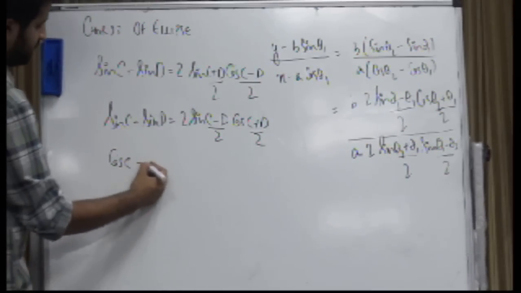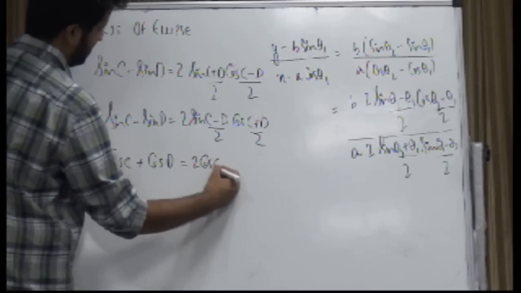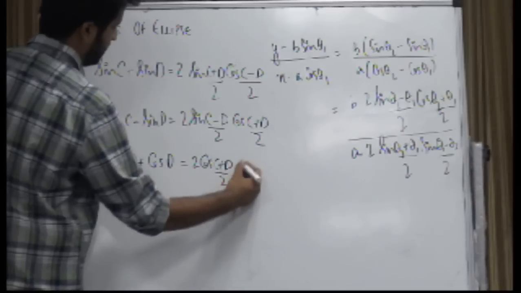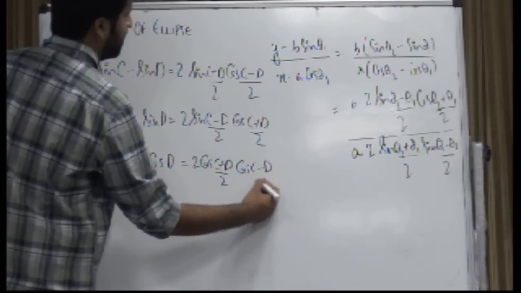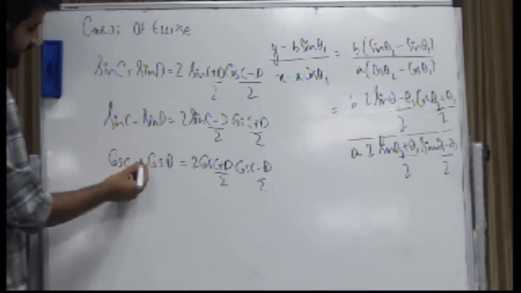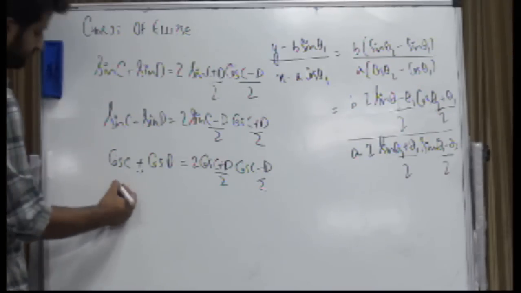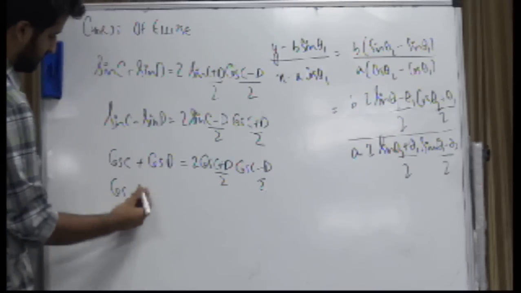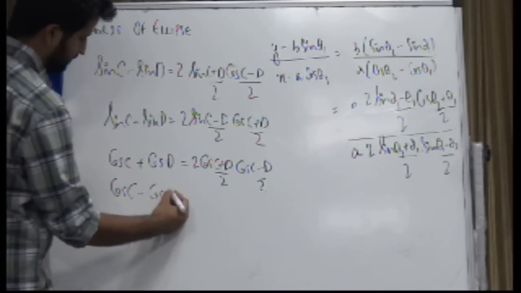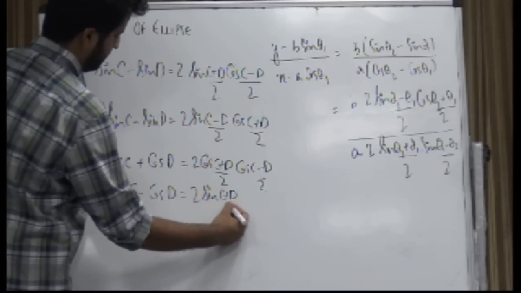Cos c plus cos d is 2 cos((c plus d)/2) cos((c minus d)/2). So in the formula of cos, I am getting both cos terms here when they are added, and when they are subtracted, I'll get both sines. Cos c minus cos d is 2 sin((c plus d)/2) sin((d minus c)/2).